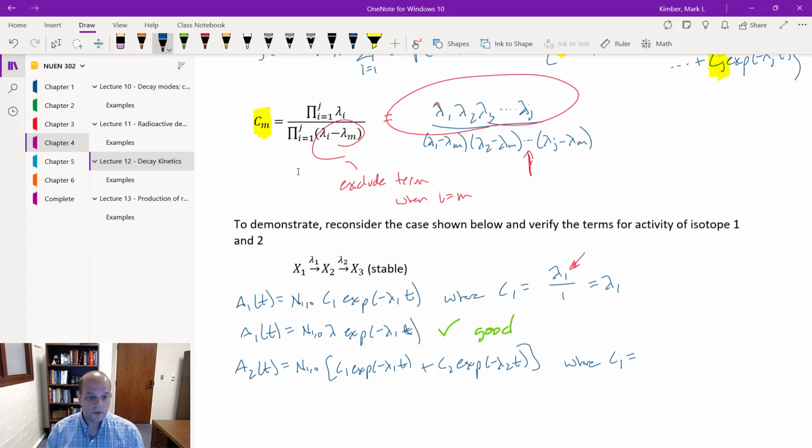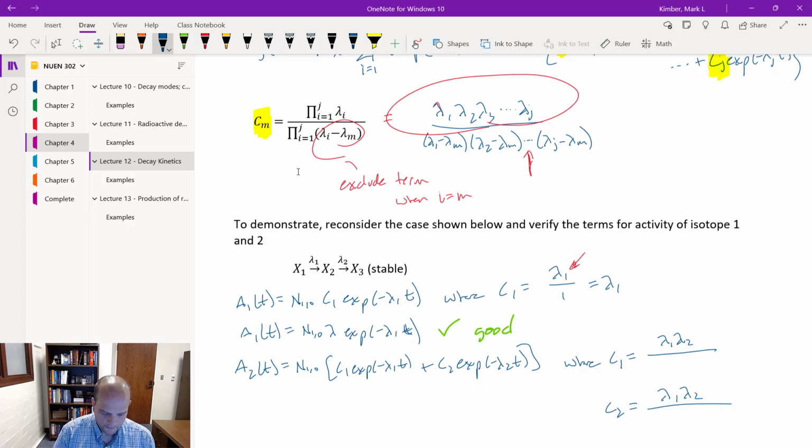So C1, what does it look like? My numerator is just going to be the product of all the lambdas. So that will be lambda 1, lambda 2. And the numerator for C2 is going to be the exact same thing. If I had 5 terms, then that numerator would be lambda 1 times lambda 2, lambda 3, lambda 4, lambda 5, and it would be the same numerator for all my C values, C1 through C5. The denominator is what changes.